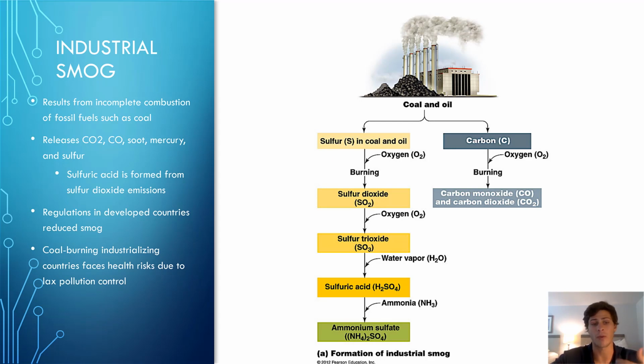And as a result of different regulations from developed countries, we've dramatically reduced smog. Refer back to that graph that we talked about earlier, where most of these criteria air pollutants were going down. However, in coal-burning industrializing countries or developing countries, which are not quite there to the standard as developed countries, these countries face severe health risks as a result of burning these coal power plants and generating electricity for their people, because they aren't necessarily implementing the same policies or the same technologies to mitigate some of these adverse health risks.